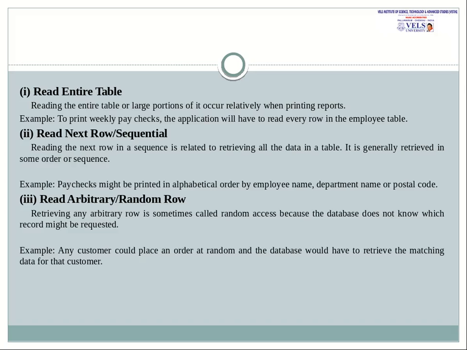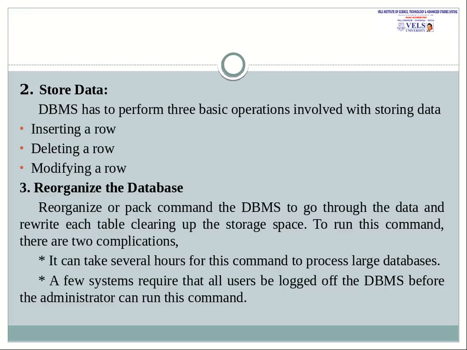And reading an arbitrary or random row means retrieving any arbitrary row, which is sometimes called random access. For example, a customer could place an order at random, and we would retrieve the matching data for that particular customer. If the customer is matching, we need to retrieve only that particular record.